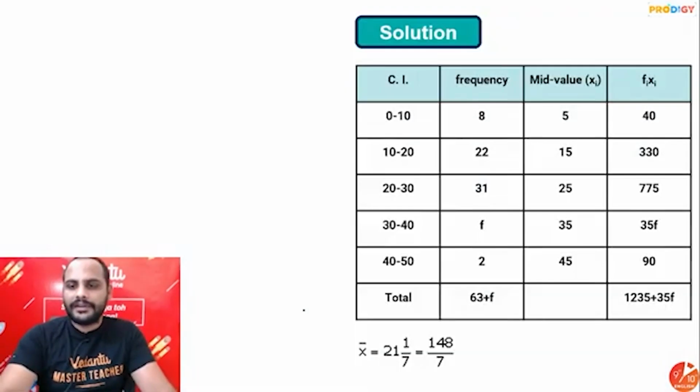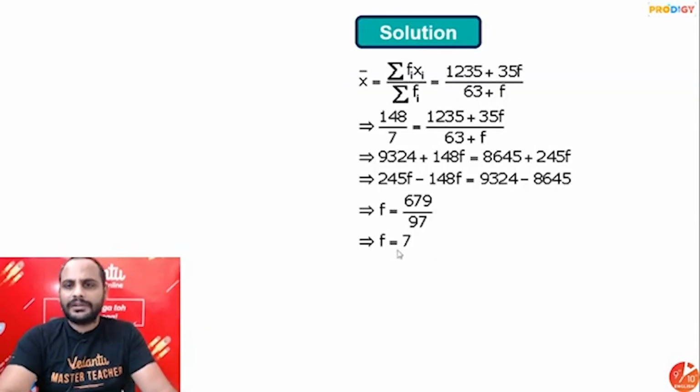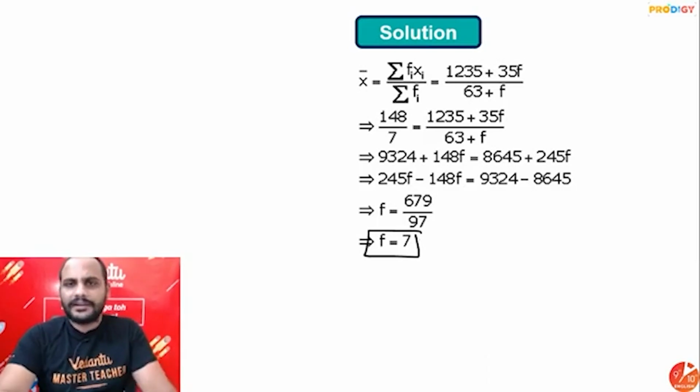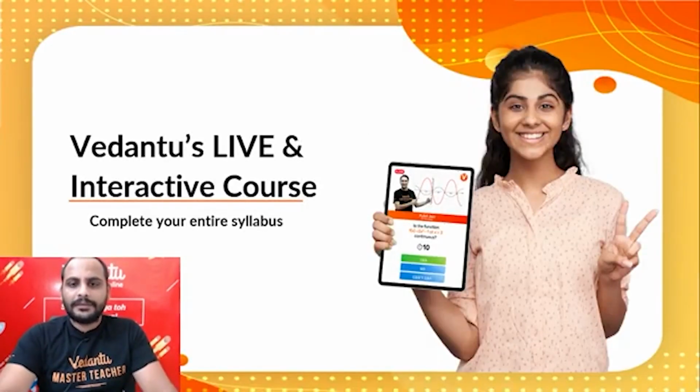Now what you need to do is, guys, simple, solve this equation. So the calculation gives 9324 plus 148f is equal to this. At the end you are getting f is equal to 7. Okay? Nothing new. Frequency is not given, mean is given. Find that out, make the equation.